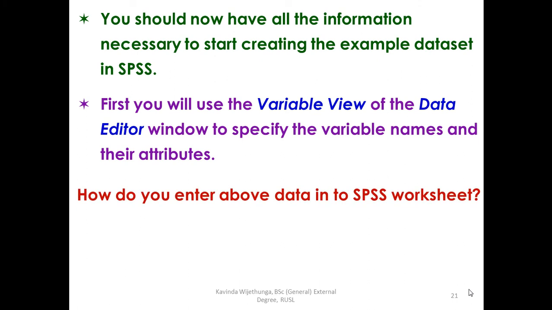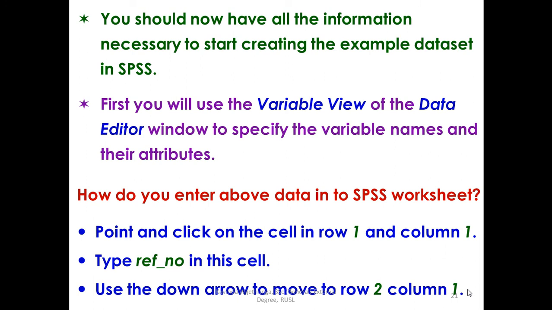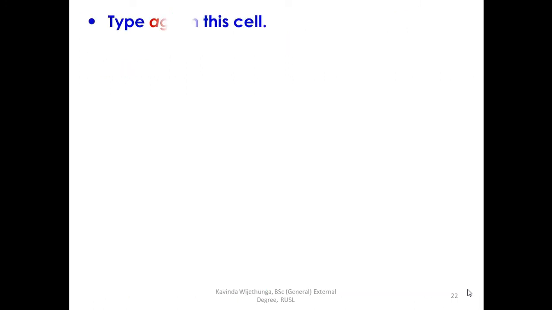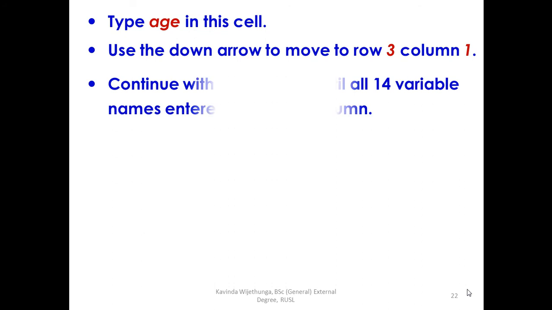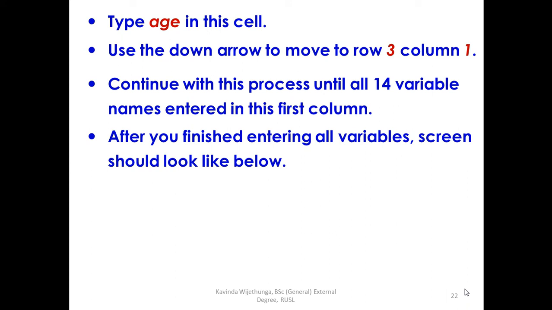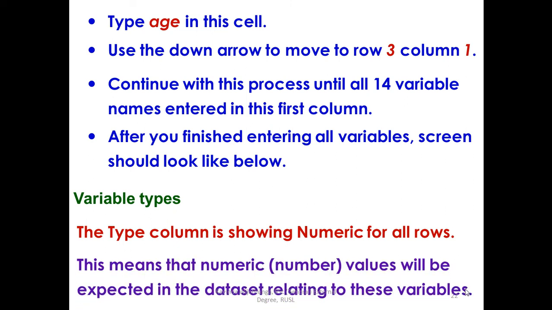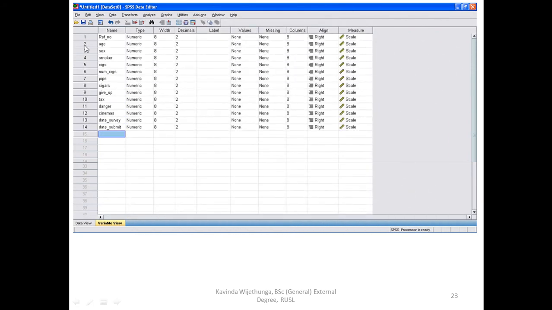How do you enter the above data into the SPSS worksheet? Point and click the cell in row 1, column 1. Now I'll show you. Then enter the reference number into the cell. Use the down arrow, move to row 2, column 1, right? Type age in the cell. Likewise we can enter the 14 variable names, right? Then for the first column, after entering the variables, you can see it like this way, right? You can enter all the 14 variable names into the first column.